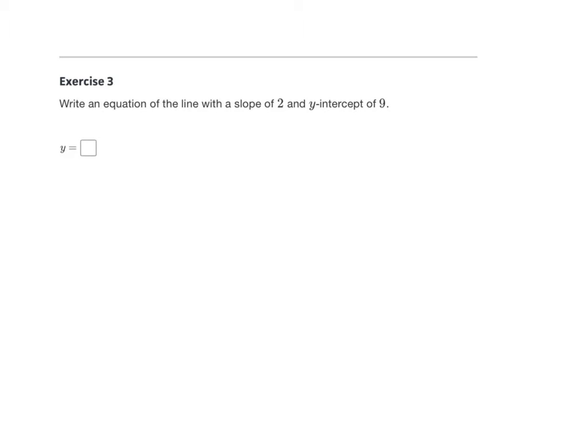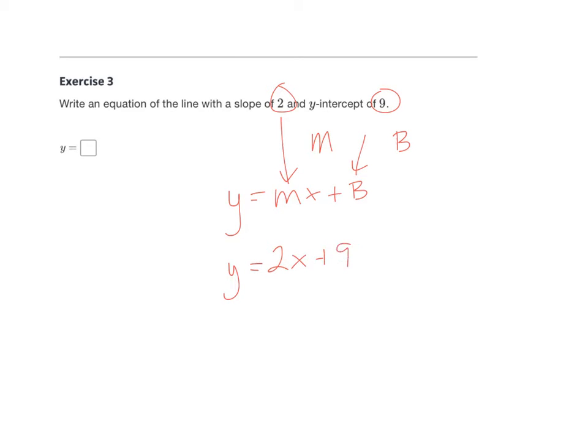First thing that we have to do when we write something in slope-intercept form is that we need to have a slope, and remember slope is m, and we need to have a y-intercept, which is b. Our equation is always y equals mx plus b. So we plug in our information here. We've got a slope of 2, so that's going to go there, and a y-intercept of 9. And so 9 is going to go there. So we should have y equals 2x plus 9.